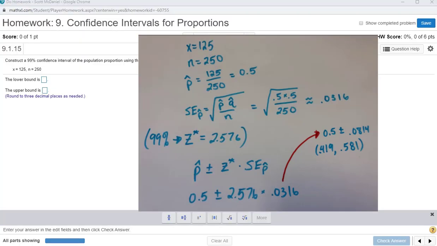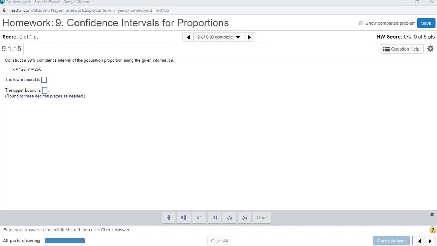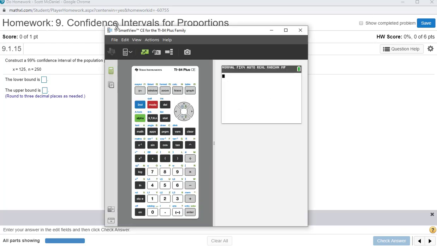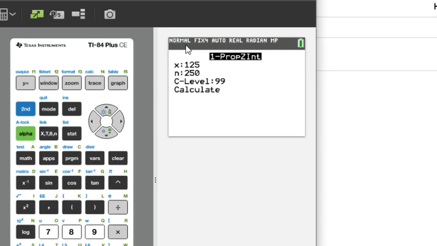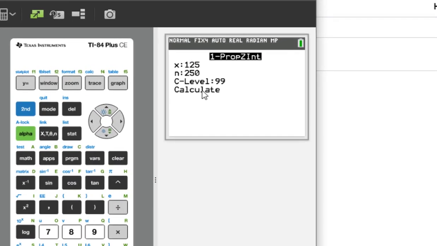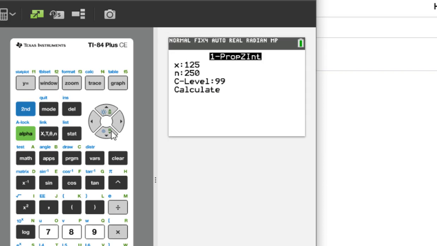So that was a mouthful. Let me show you how to do this on the TI and on StatCrunch. On the TI, I'm going to press Stat, scroll over to Test, and go down till you see 1-PropZInt. There it is, A, 1-PropZInt. We have 125, 250, and confidence level. You can either put 0.99 or 99. It knows what you mean. Then press enter, and there's our interval.